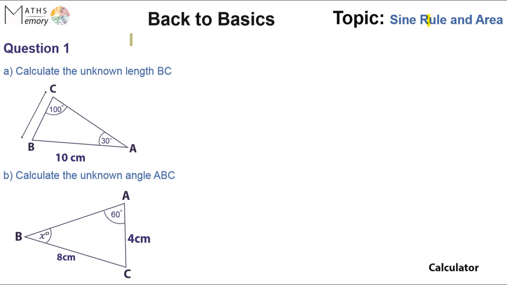So in this topic, we're going to deal with the sine rule, and this is used in particular for non-right angled triangles. So when you see a non-right angled triangle, we can either use the sine rule or the cosine rule, which we'll do later on. But in this particular case, we're dealing with the sine rule and this area over here. Part A, calculate the unknown length BC, which is this length over here.